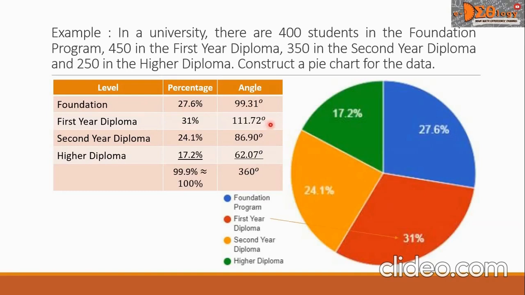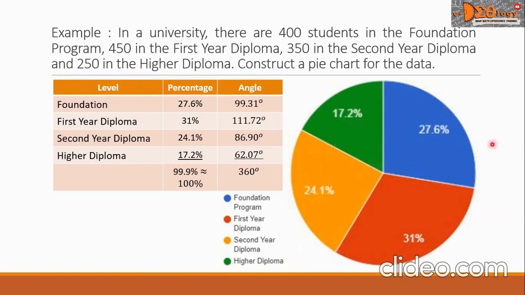111.72 degrees. The third item is second year diploma with 24.1%. Here we go. And the angle is 86.90 degrees. And this is the angle. The last level is the higher diploma with 17.2%. And there we write the 17.2%. And the central angle is estimated to be 62.07 degrees.